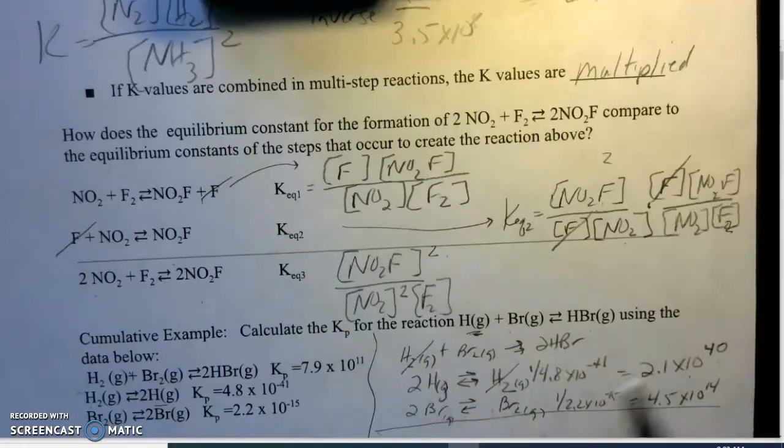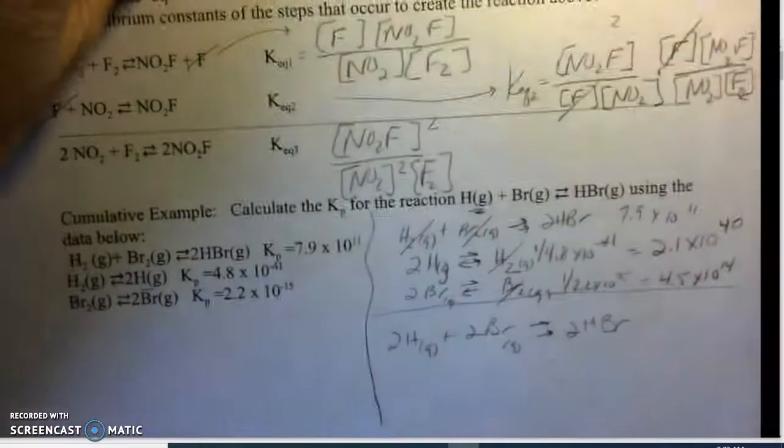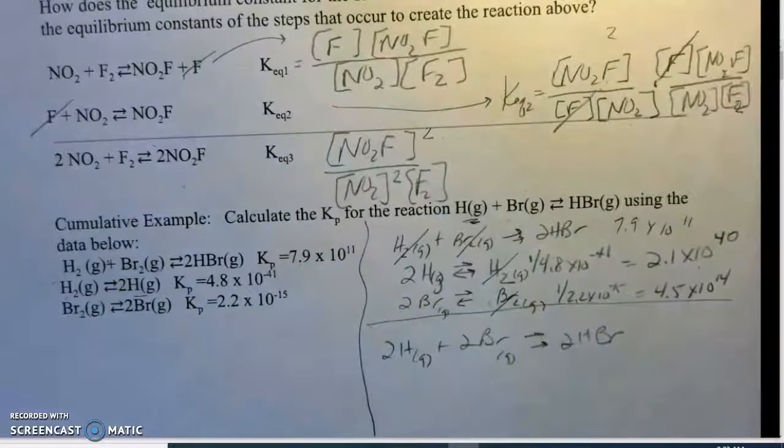So my H2s are going to cancel, and my Br2s are going to cancel. So I have 7.9 times 10 to the 11th. So this is really going to leave me with 2H(g) plus 2Br(g) yields 2 HBr. So it looks a lot like Hess's law.